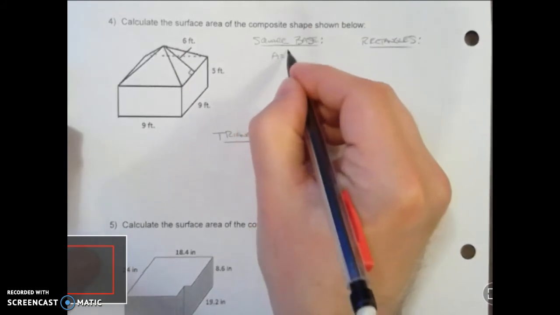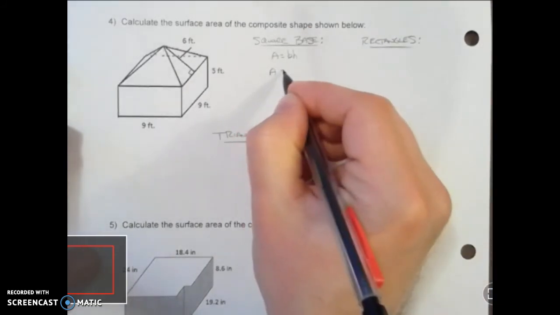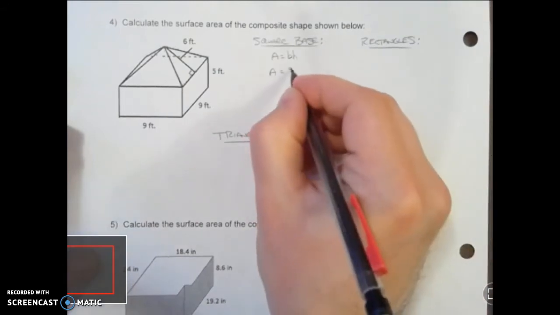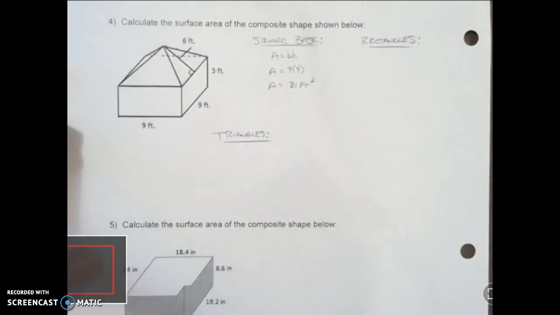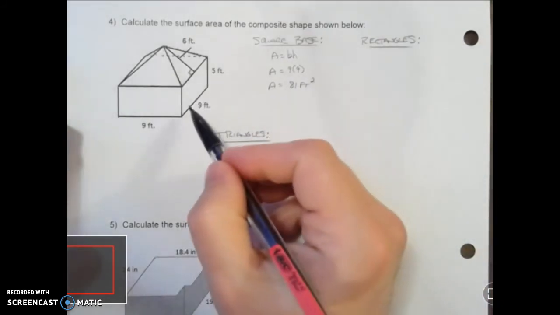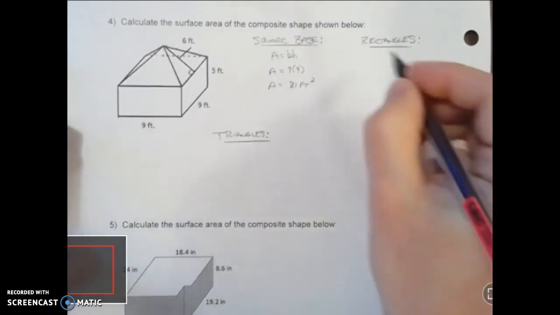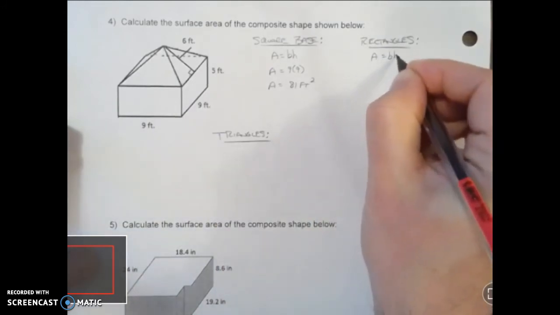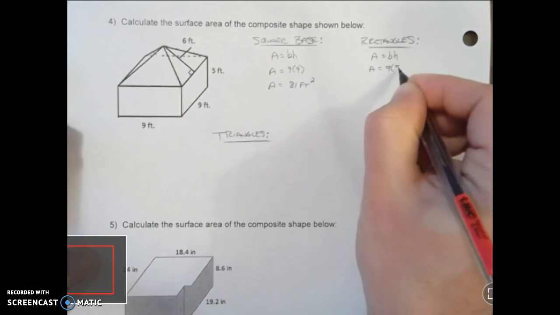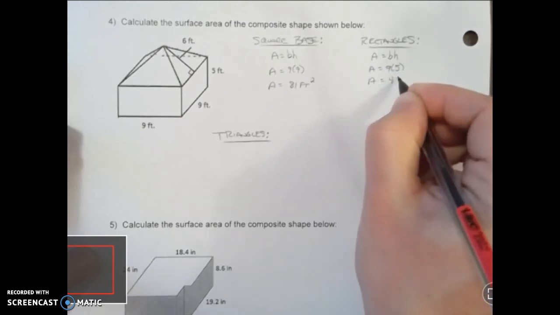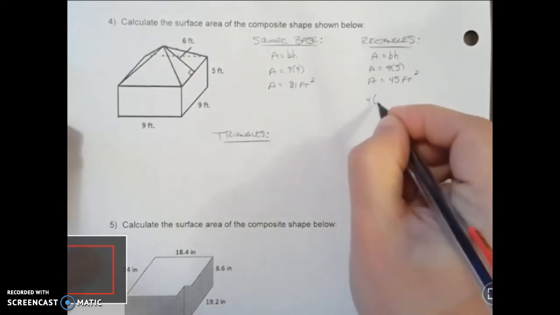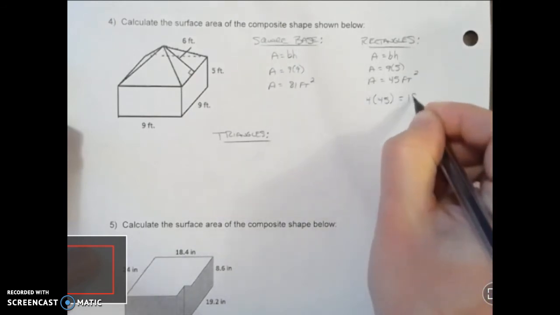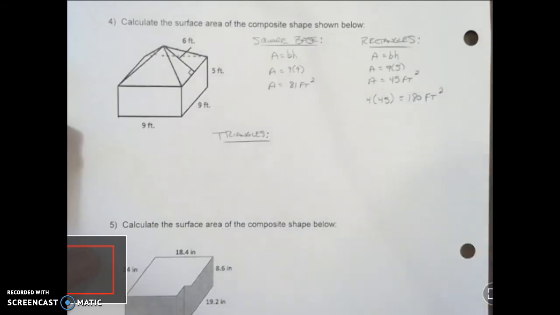The area formula again is area equals base times height. And we can see that it's a 9 foot by 9 foot base. 9 times 9 is going to give us an area of 81 square feet. For the rectangles, we can see that the rectangles are 9 foot by 5 foot rectangles. So area equals base times height. We'll substitute those values in. 9 times 5, which we know is 45 square feet. But then since there are 4 of them, we're going to multiply that by 4. 4 times 45 is going to give us a total of 180 square feet for the 4 rectangles.